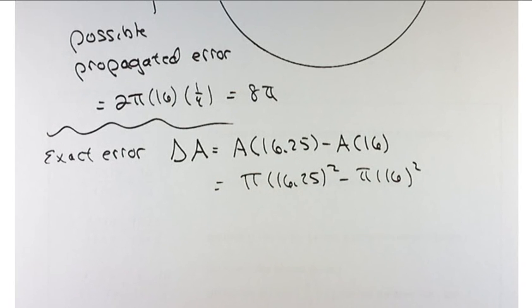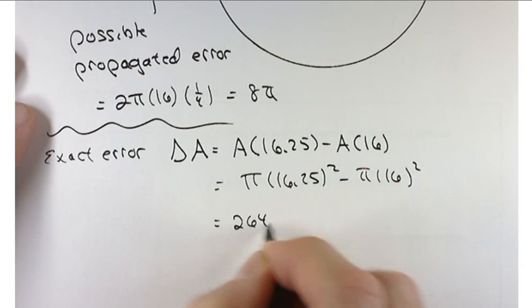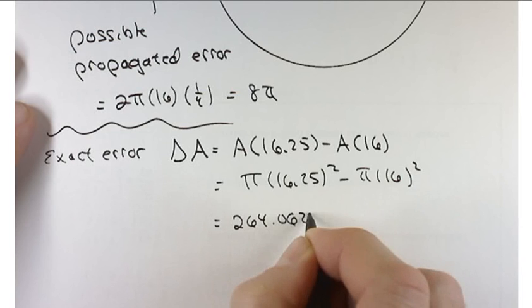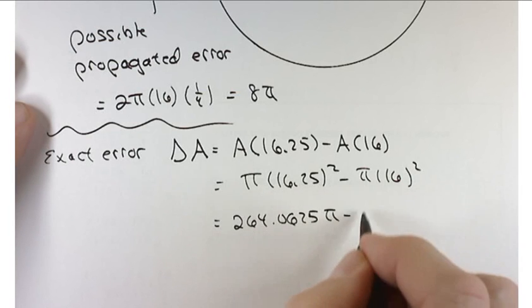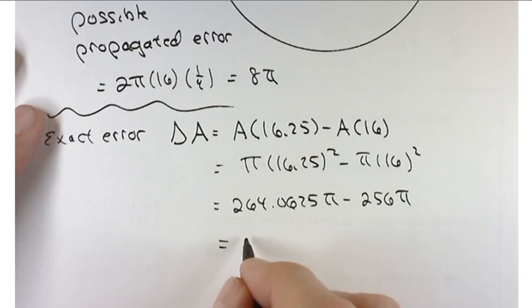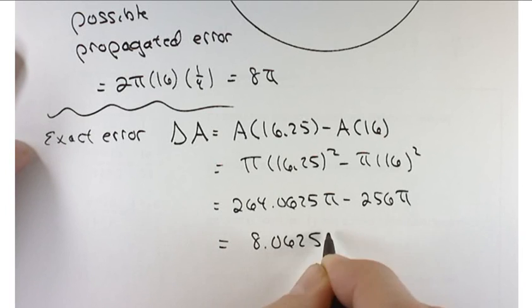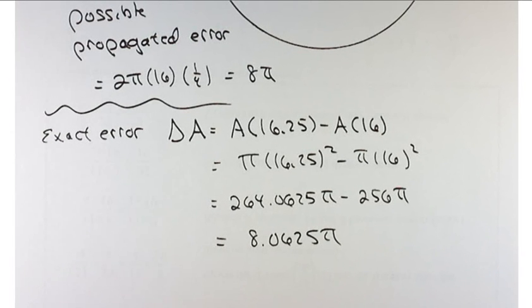Let's take out our calculators to get a couple numbers here. 16.25 squared is 264.0625. 16 squared is 256. If I subtract these, I get the exact error is 8.0625 pi. So that's the exact error in the calculation of the area if you had the wrong radius.